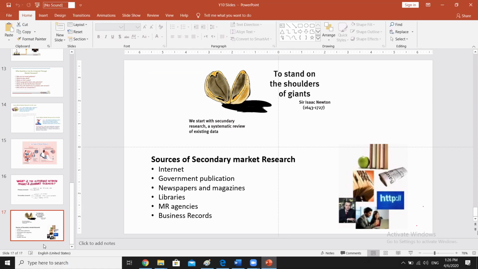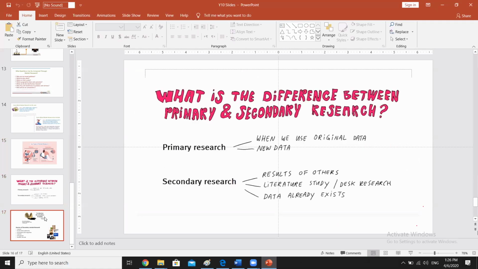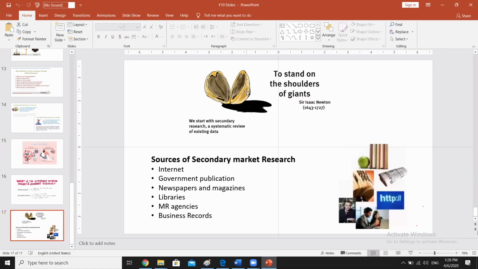Okay. So how do you begin? Now that you know you have these two sources, well, usually businesses start with secondary market research.